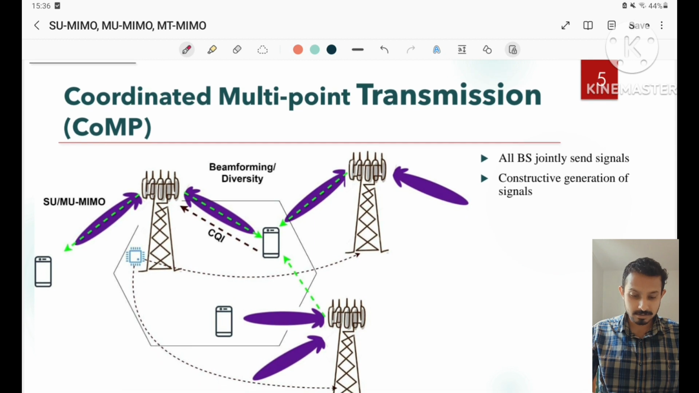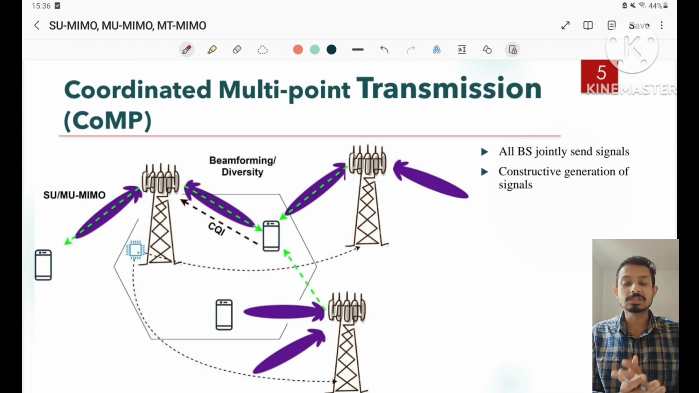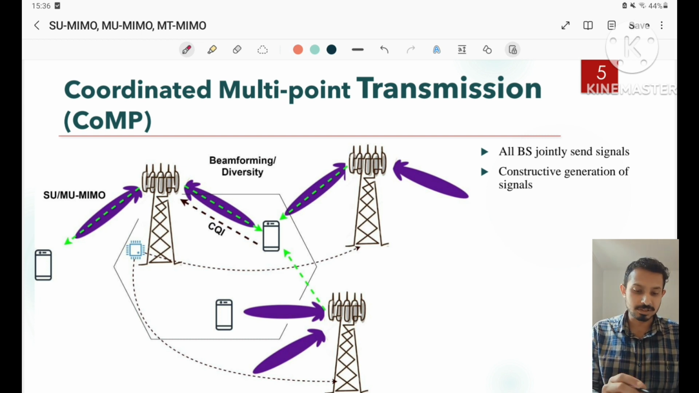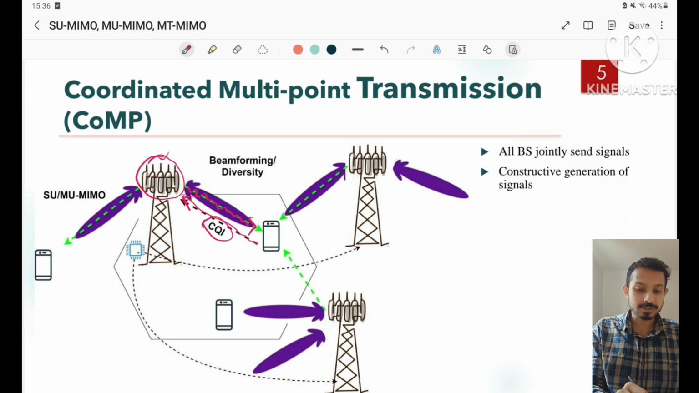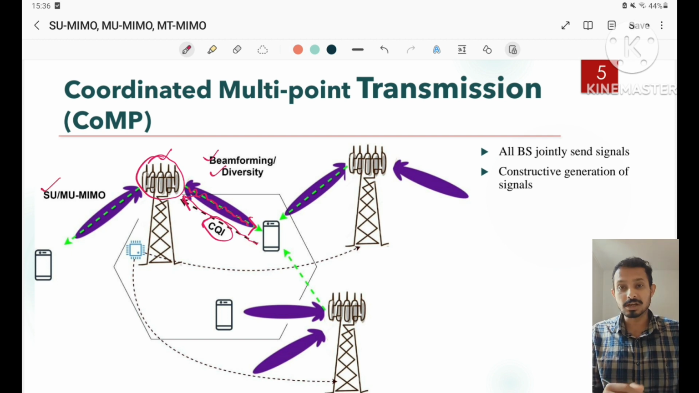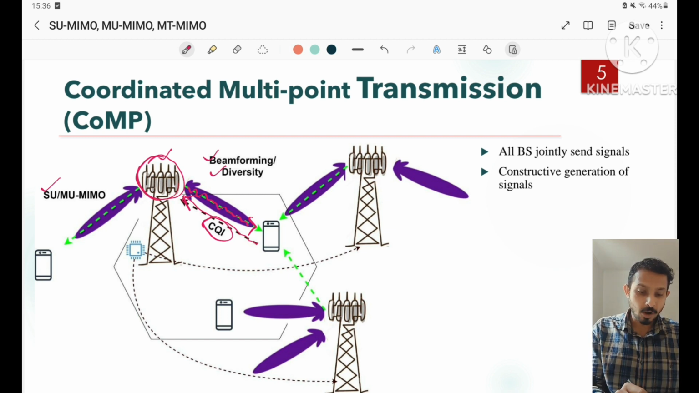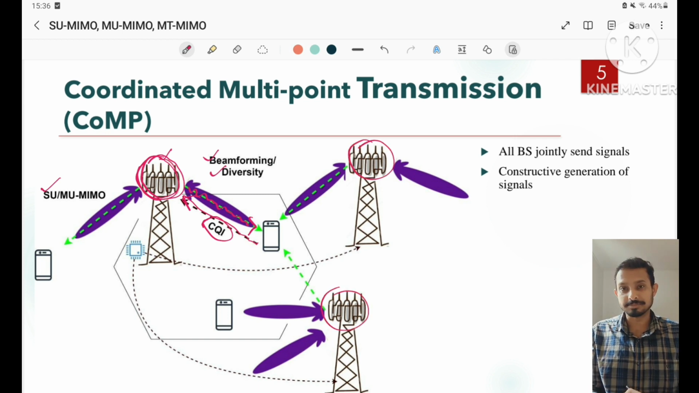Now we know that in a cellular structure, the region is divided into hexagonal cells, and each hexagonal cell contains one base station, which sends a beacon signal to the mobile user, and the mobile user sends back the channel quality indicator, CQI. Thereafter, certain processing is done at the base station, for example, link adaptation, beamforming, diversity, and spatial multiplexing, and many more. Similarly, all this processing is also carried out in the base stations of other cells.